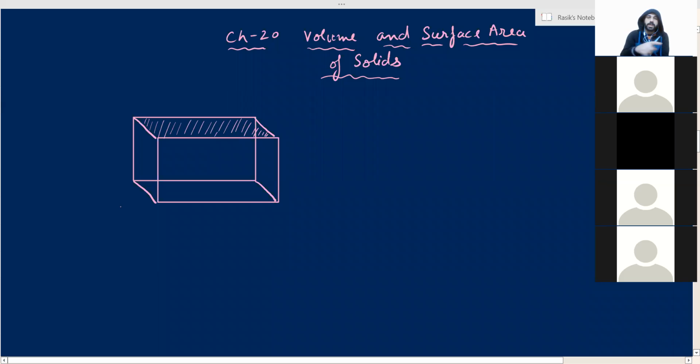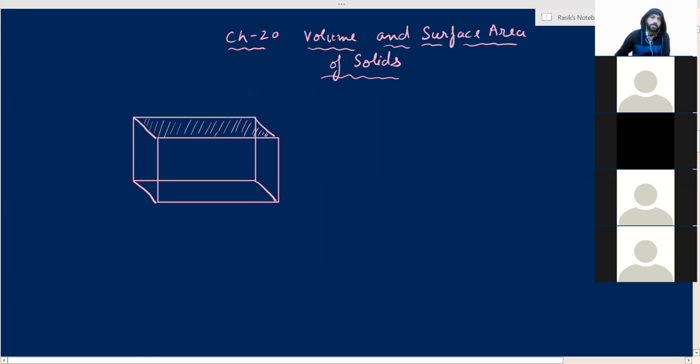If I add the areas of all the six rectangles, this will give me what? This will give me the total surface area of the given solid. Are you getting the point, everyone? Yes, sir. It will give me the total surface area of the solid.